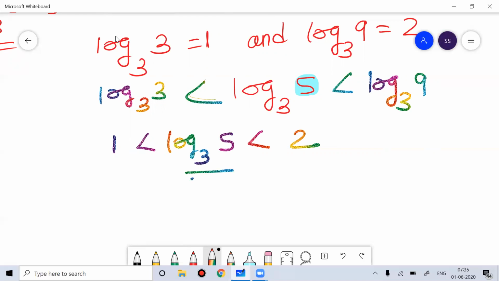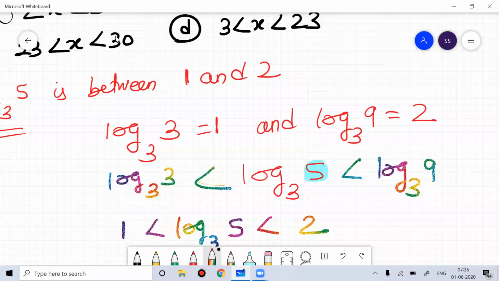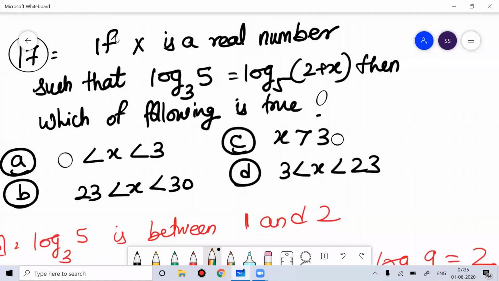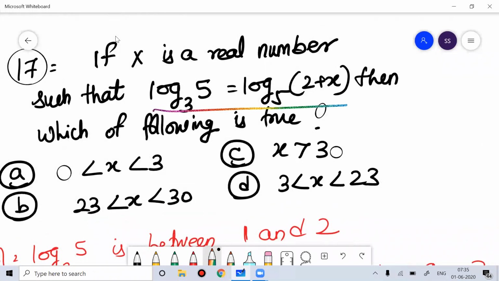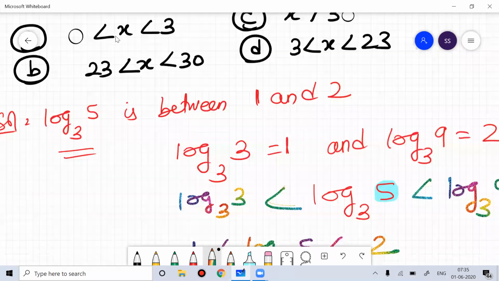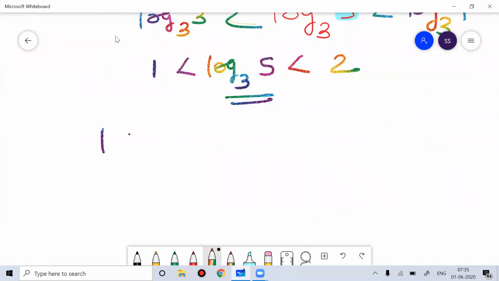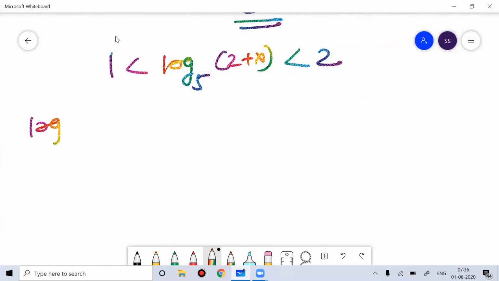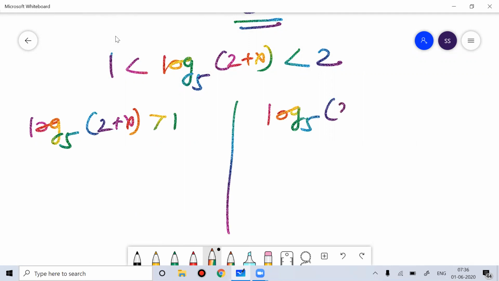Okay. Now this value is equal to log base 5 of 2 plus x. So I can say log base 5 of 2 plus x is between 1 and 2. That is, log base 5 of 2 plus x is greater than 1, and log base 5 of 2 plus x is less than 2.